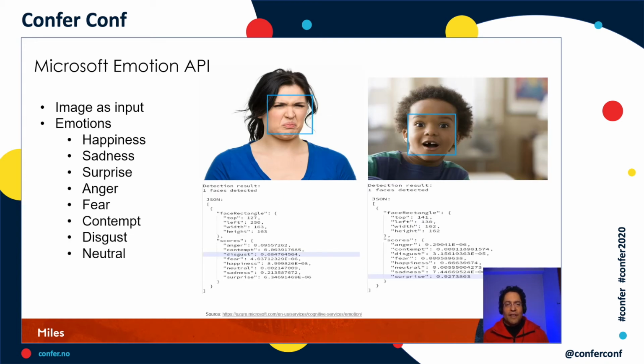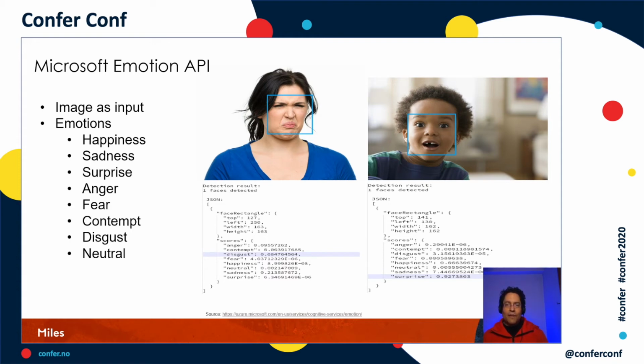The first is called the Microsoft Emotion API. This is an example from the Cognitive Services suite, and with this service you can analyze pictures and you will get back an emotion profile, as we can see here. The woman in blue has a high probability of experiencing disgust, whereas the child in green has a high probability of experiencing surprise. So you can detect these types of emotions, as you can see in this slide.